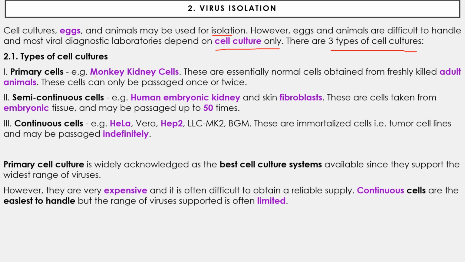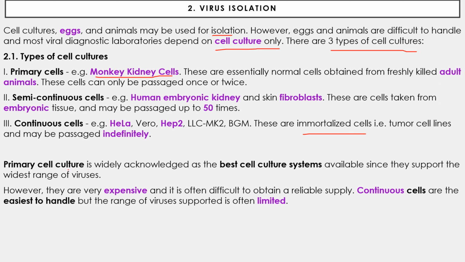Now, primary cells would include monkey kidney cells. These are essentially normal cells obtained from a freshly killed adult animal. These cells can only be passaged once or twice. Then for semi-continuous cells, this would include your human embryonic kidney and skin fibroblasts. These are cells taken from embryonic tissue and may be passed or used up to 50 times. Then we have your continuous cells such as yung HeLa, Vero, Hep2, LLCMK2, and yung BGM. These are immortalized cells, usually tumor cell lines, and may be passaged indefinitely. Ang pinakakilala dyan, class, si HeLa. Siya yung source ng cell line na yan.